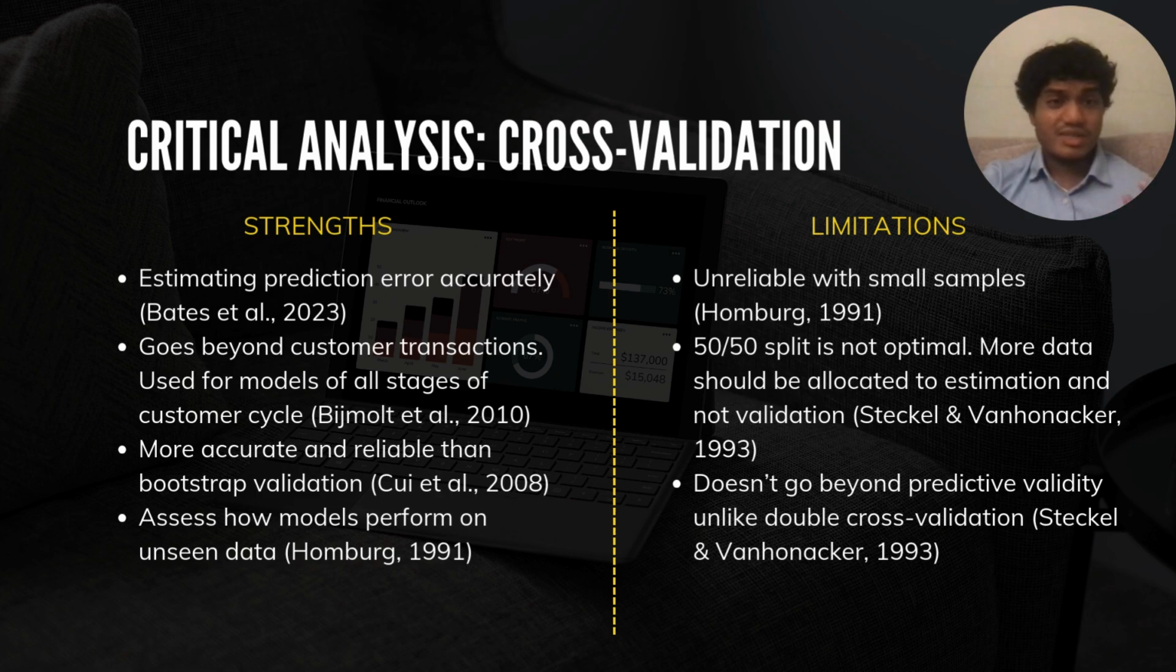Whereas the limitations are that they're not actually good with small samples. By the same article, Holmberg 1991, and there's actually a 50-50 split, right? Which is by Steckel and von Honecker is actually not optimal, where more data should be allocated to estimation and not validation instead, right? And the problem is that for other researchers, it doesn't go beyond predictive validity, right? Unlike double cross validation, which also goes for coefficient stability instead.